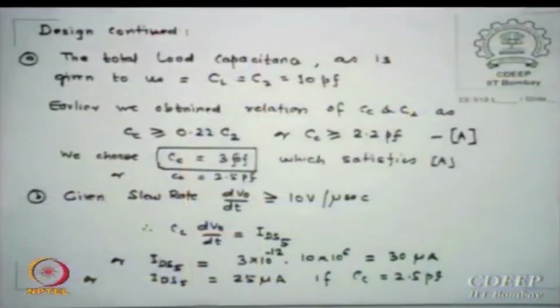So if I have a choice of making CC, I can either choose 2.5, 3, 3.5 or even 2.2 itself, because that satisfies the condition. As I kept saying earlier, the larger the CC value I choose, the better stability I will get, but then there is a problem of bandwidth. So I do not want to go too far from 2.2, at the same time I do not want to be very close to 2.2 either.